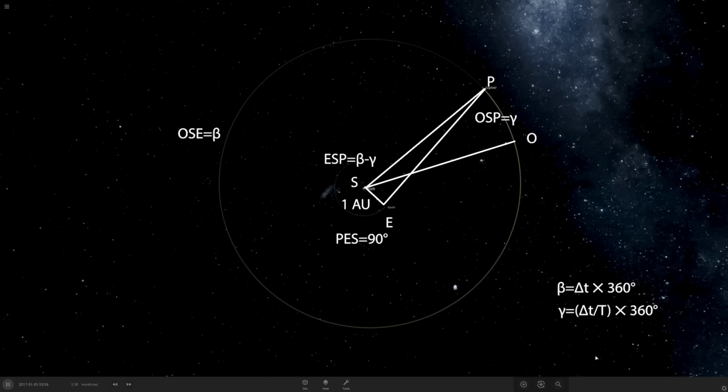We see that this angle, ESP, is beta minus gamma. So once again, we turn to our old friend high school trigonometry and find that this side of the triangle is 1 over cosine beta minus gamma. Again, with reservation for the error introduced by the incorrect assumption that the orbits are perfectly circular.